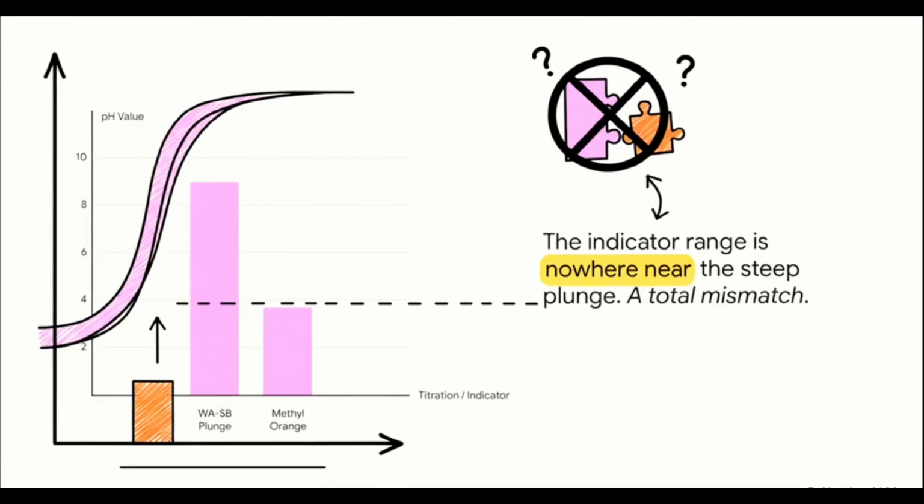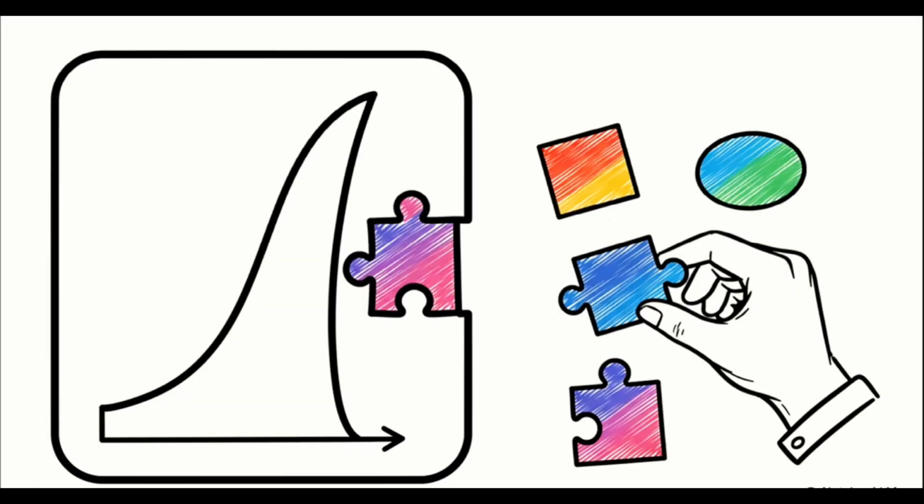But what if we messed up? What if we use that same methyl orange for our weak acid strong base titration? Well, remember, its steep plunge is way, way up in the basic range, around pH 8 to 10. The indicator is down here, changing color around pH 4. The two ranges, they're not even in the same zip code. Yeah, the color would have changed ages ago, long before the actual important part of the reaction even starts. It's a complete and total mismatch. Useless.